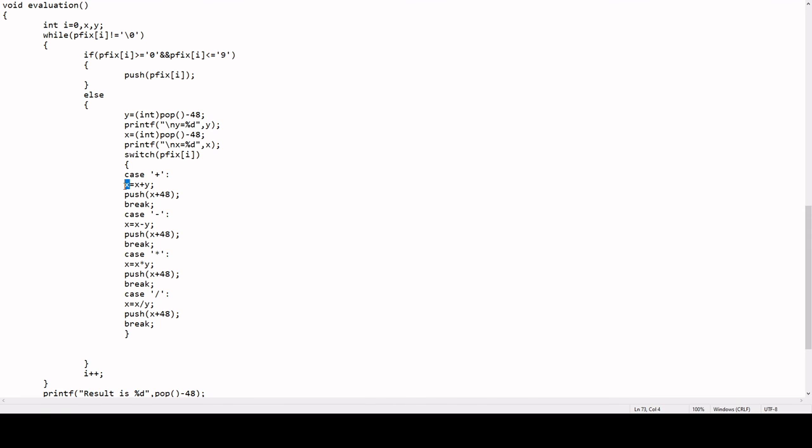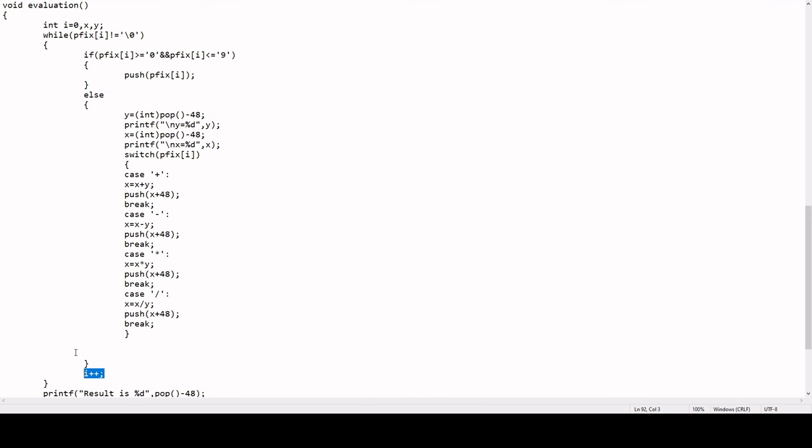Again, while pushing, it will push a character value. So at that point of time, you have to add 48 to this. Suppose the value is 3. In that case, 3 plus 48 would be a character that gets pushed onto a stack. Followed by which we will break this switch case. We will continue with the while loop while incrementing I to point to the next symbol.